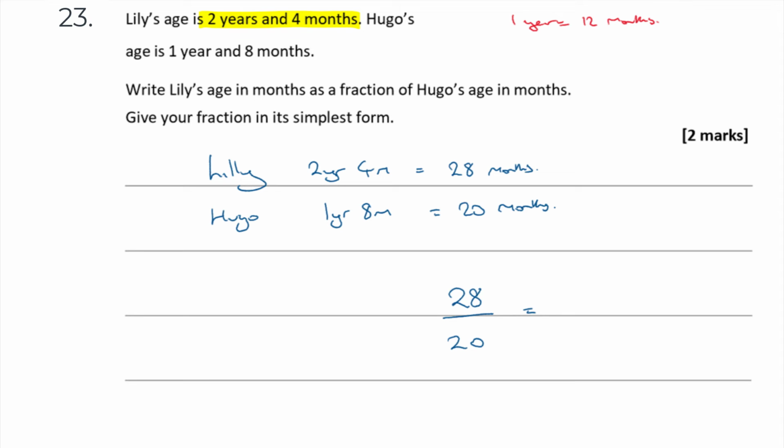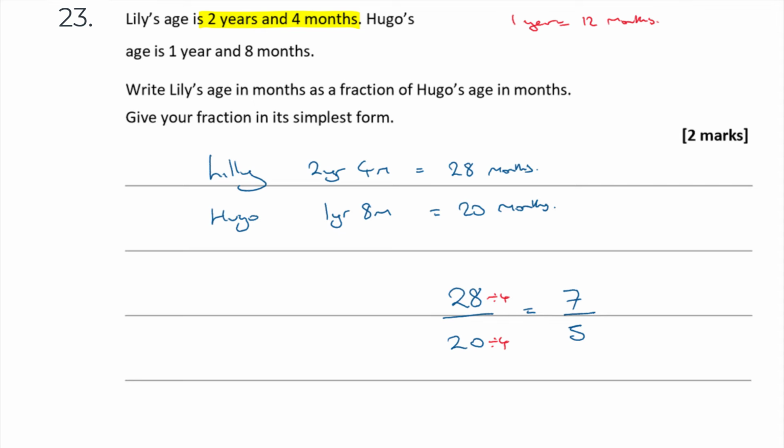Yes, I can. 20 and 28 are both divisible by 4. So dividing top and bottom by 4, divide by 4, divide by 4. That is going to be, what's that, 7 over 5, 7 fifths.